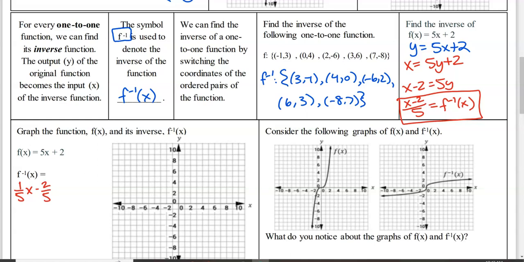How do I graph my original? Start at 0, 2, good, and then do what? Over 1, up 5. Over 1, up 5. Kind of goes off. Back 1, down 5. All right, so here is my original. This is f.